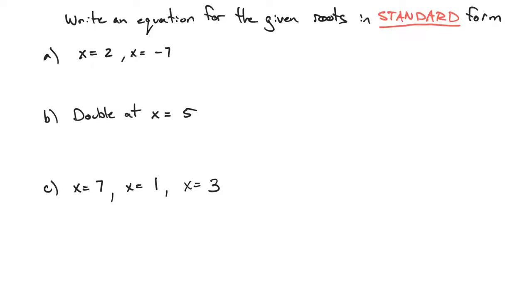In these examples, you're asked to write an equation for the given roots in standard form. So this is given to me as x equals 2 and x equals negative 7. Those are 2 x-intercepts. My second example says there's a double root at x equals 5.